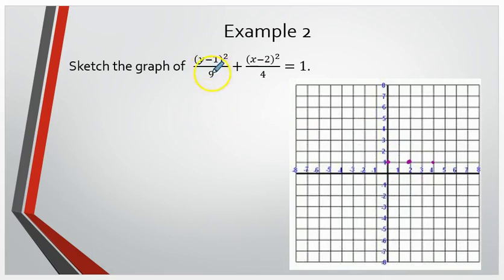And the number underneath y was 9. Square root of that is 3. So I'm going to go up 3 and down 3. And that's all it takes. We can just sketch our ellipse passing through those points. So you can see this one is stretched a little bit more vertically than horizontally. And that's it.